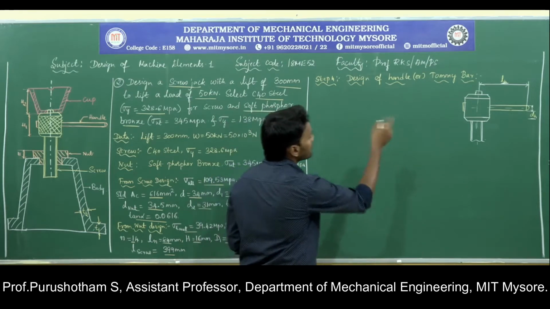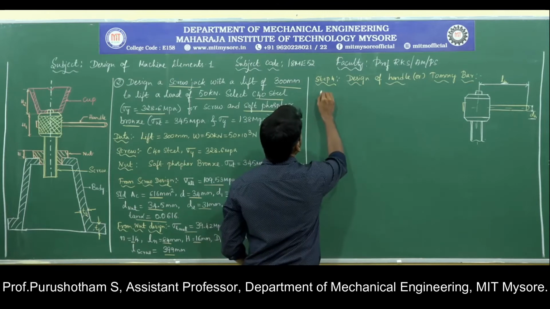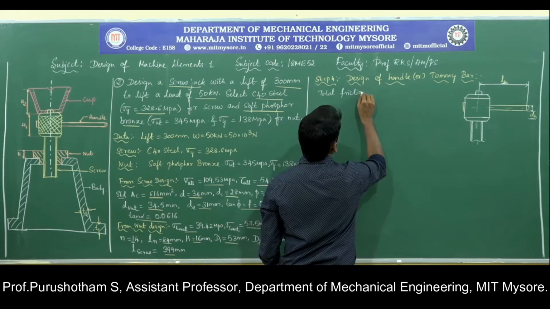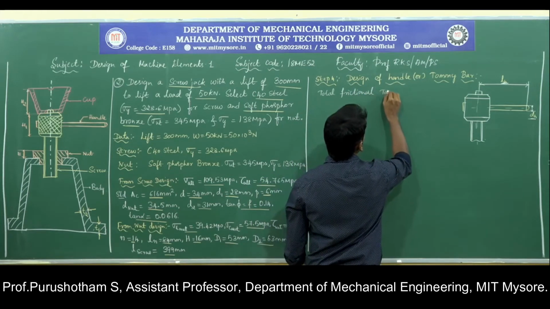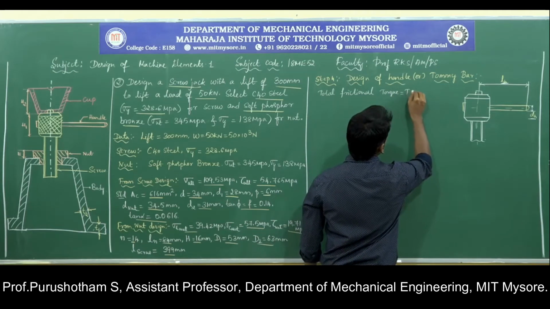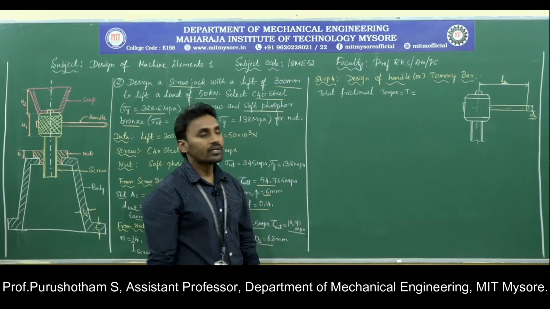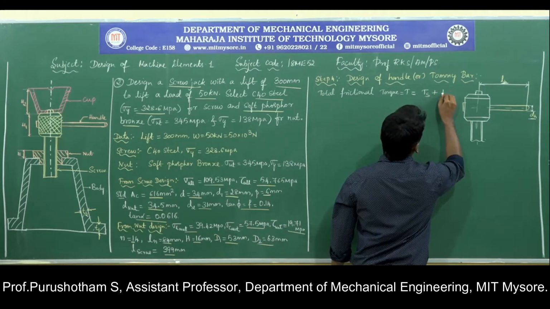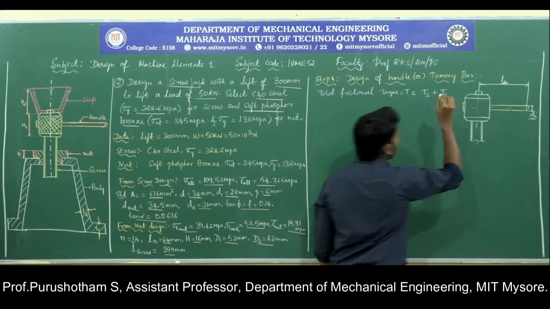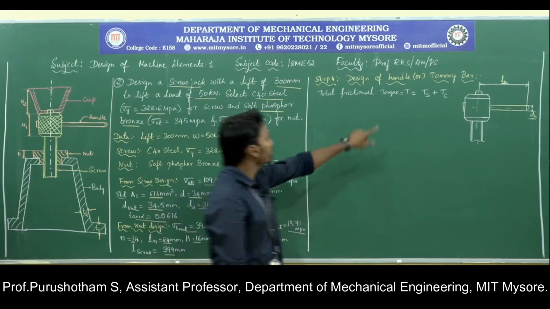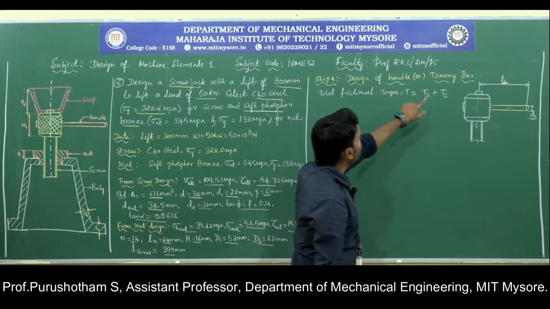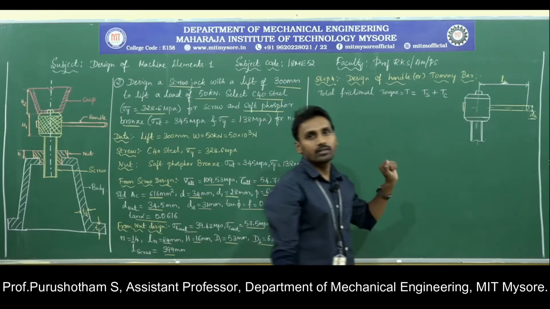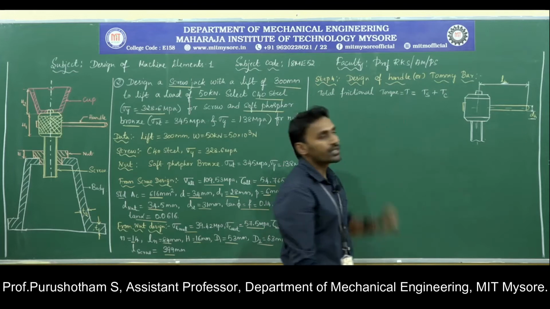To calculate the length of the handle, I am going to take the total frictional torque, given by T, which is equal to the torsional moment in screw plus the torsional moment in collar. The total frictional torque is given by the torsional moment in screw plus the torsional moment in collar or screw head. So from this we will get the total frictional torque.